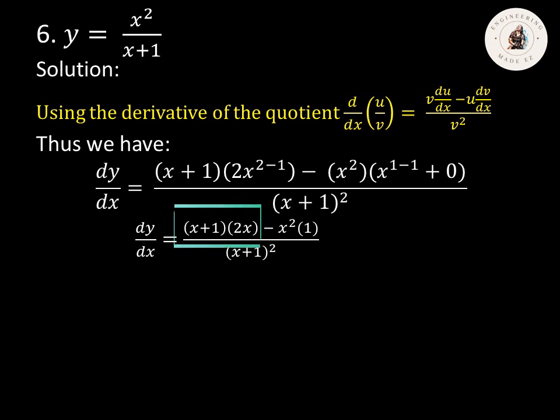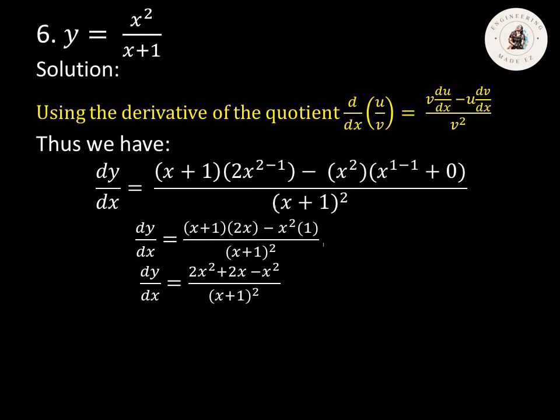Multiplying x plus 1 times 2x, we have x times 2x gives us 2x squared, plus 1 times 2x gives us 2x, minus x squared times 1 gives us x squared. Then we're going to divide it by v squared, which is x plus 1 squared. That is why our derivative of y with respect to x is equal to 2x squared plus 2x minus x squared divided by x plus 1 squared.